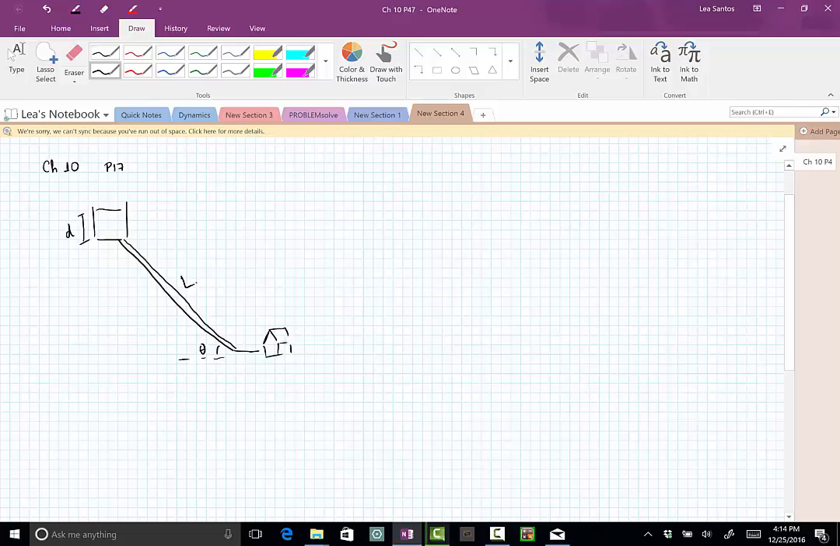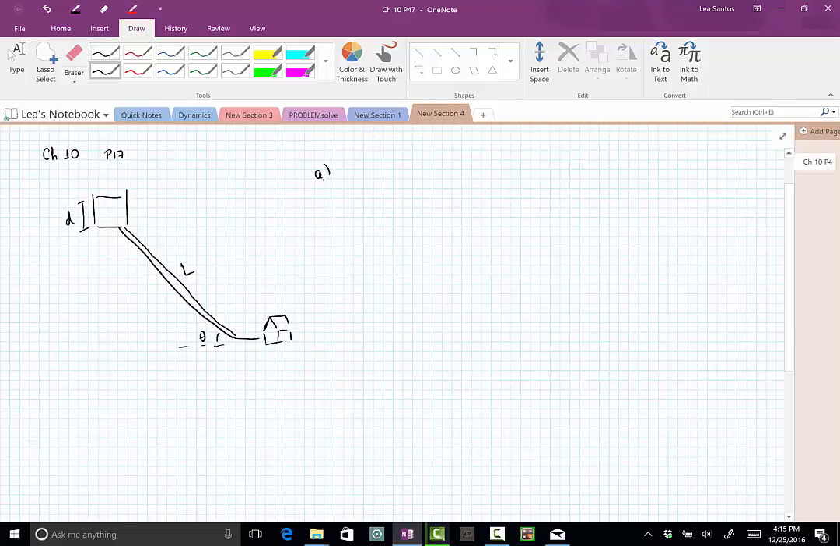And well, they tell us to neglect turbulence, frictional, and viscous force. And the first question is to determine the water gauge pressure at the house. So remember what gauge is. Gauge pressure is the pressure only caused by this water and not by the atmospheric pressure on top of it. So we don't want the absolute pressure, we just want the gauge pressure.